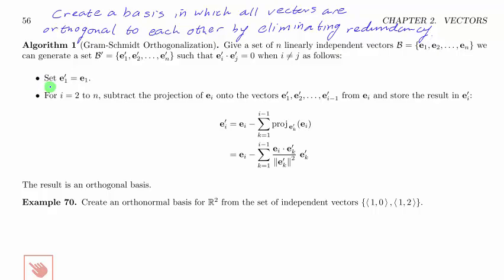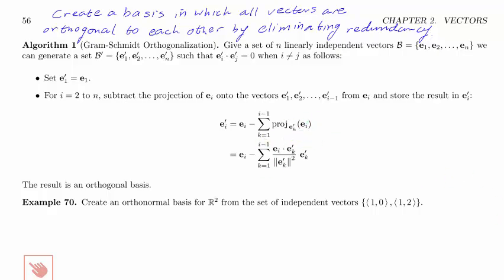And the first step is to set e1 prime equal to e1. So the very first vector, whichever one you've designated as the first, is going to be the same in both of them. And then you're going to go through the remaining vectors in B. And for each of them, you're going to subtract the projection of that vector onto all of the previous e sub i prime vectors, or e sub k prime vectors, as it's stated here.